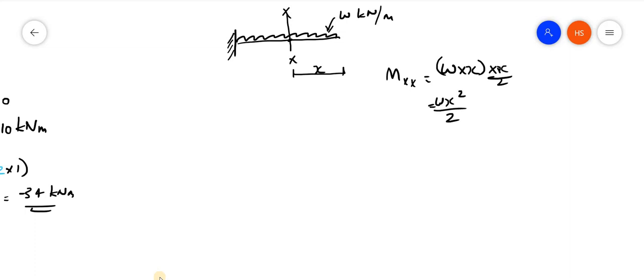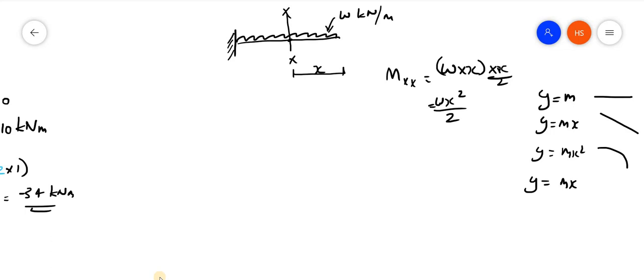Okay. So here you can understand, y is equal to m is a constant line. y is equal to m into x is a linear line. y is equal to m into x square is a parabola. Or y is equal to m into x cube, it is a cubic variation. So constant, linear, this is the way in which the variation will be happening. So this is the reason why for a UDL, the variation of the bending moment will be a parabolic variation. In the case of a constant load, it will be a linear variation.